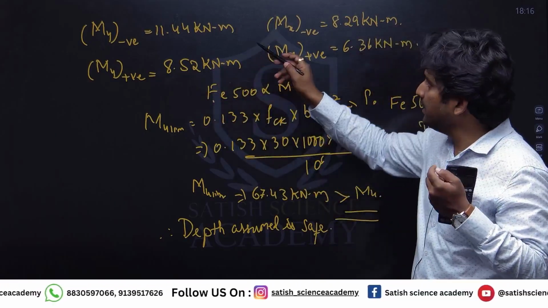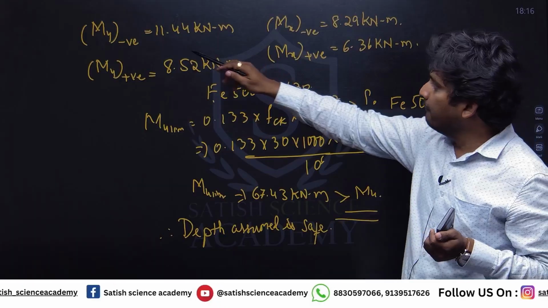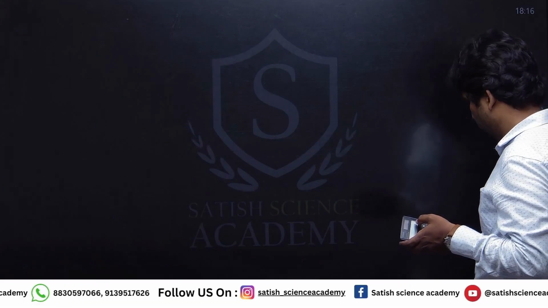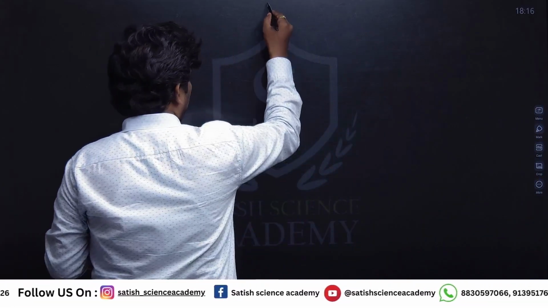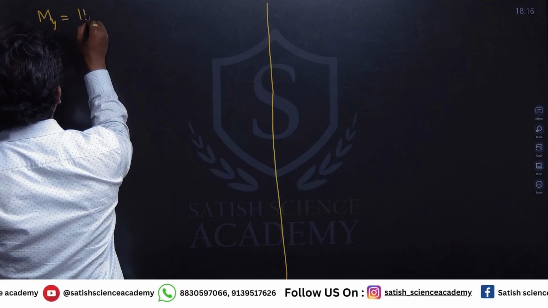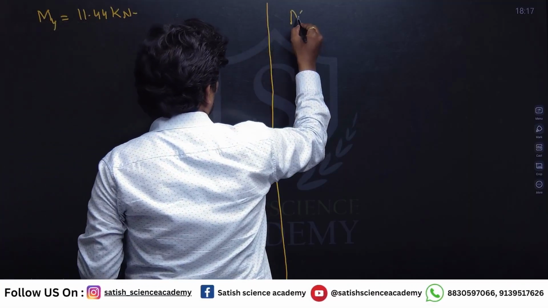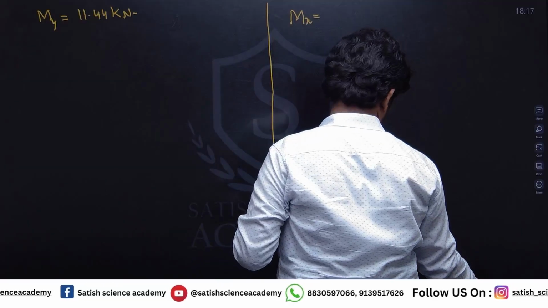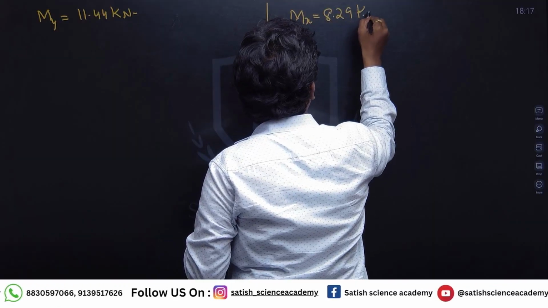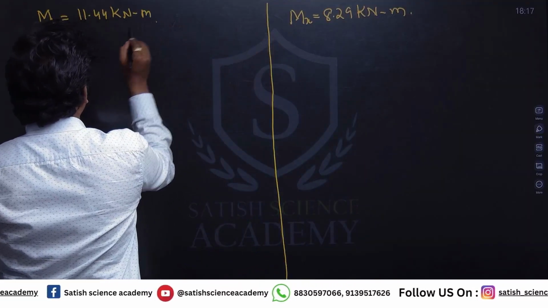From these four moments, you have to take the maximum in My and the maximum in Mx. So the maximum My is 11.44. So we'll separate these two: My equal to 11.44 kilonewton meter and Mx equal to 8.29 kilonewton meter. From these two you have to calculate Ast.